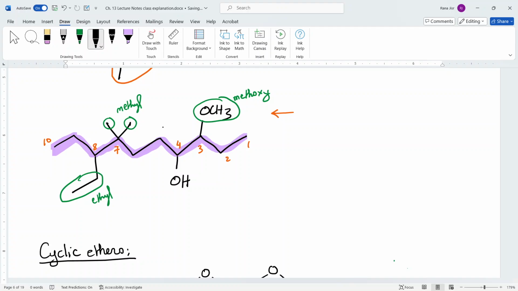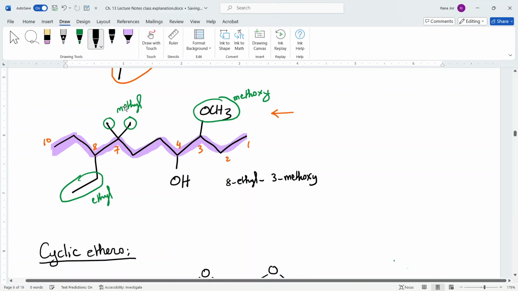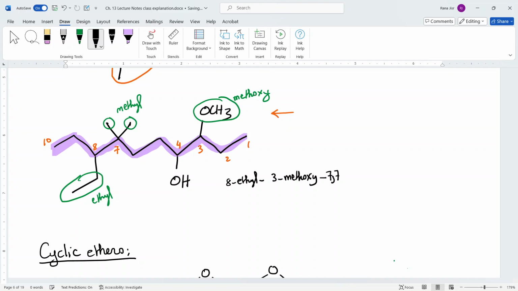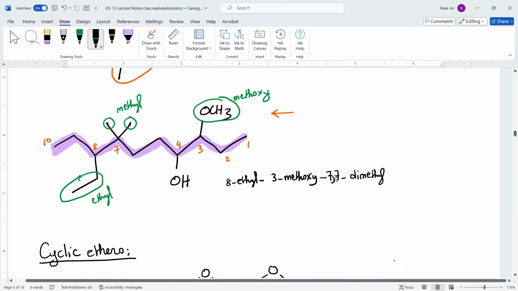Now let's arrange them in alphabetical order. The E comes first from the ethyl, so the name starts with 8-ethyl. On carbon number 3, I have a methoxy. Methoxy comes before methyl. The meth is a tie, so between the Y and the O, the O comes first in alphabetical order. So this is why I have the methoxy. And on carbon number 7, I have 2 methyls. So that's going to be 7,7, and it's going to be a dimethyl in there. If you put just one 7, the name is wrong. Every substituent needs to have a number.